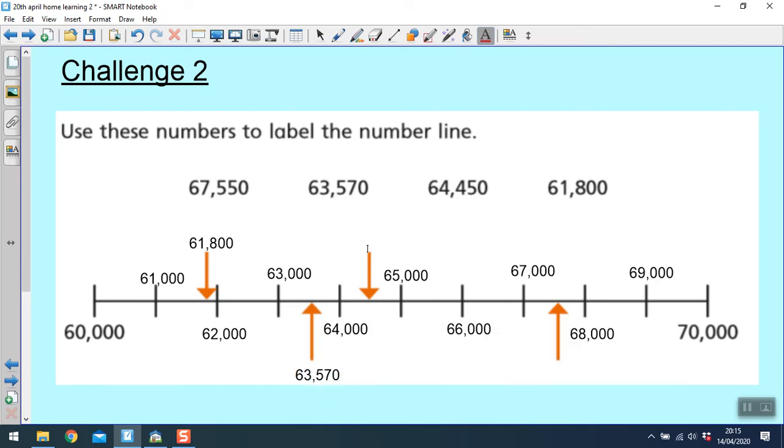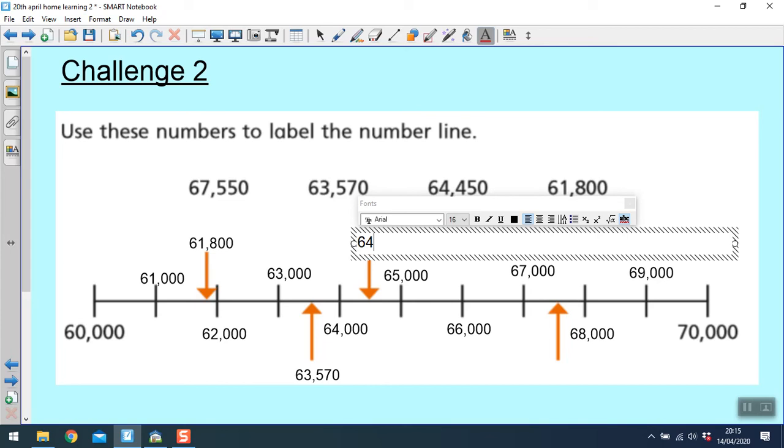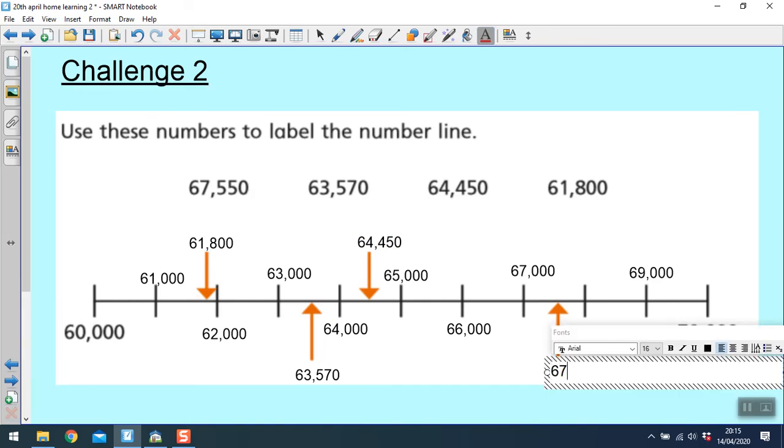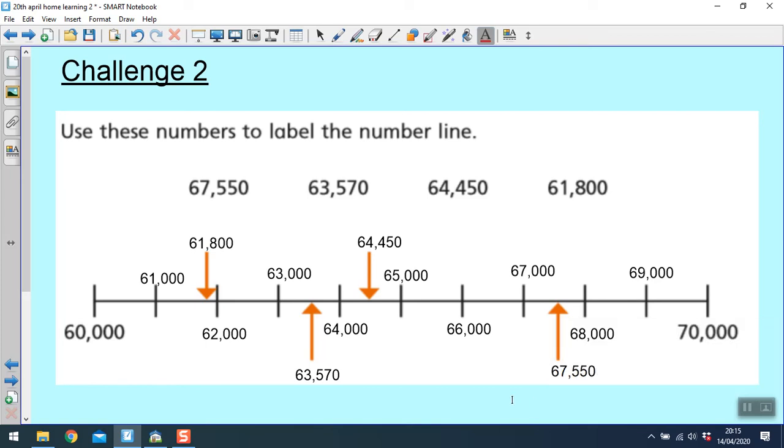Here my arrow is between 64,000 and 65,000, which is going to be this one, 64,450. And this arrow is between 67,000 and 68,000. This is my last one, 67,550.